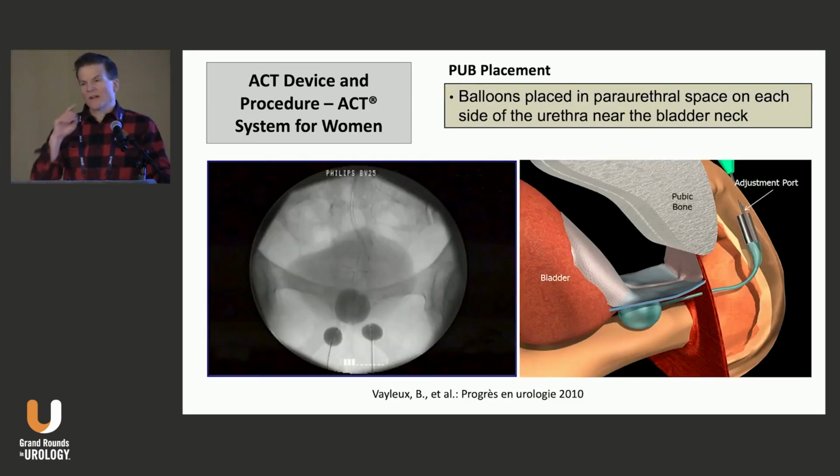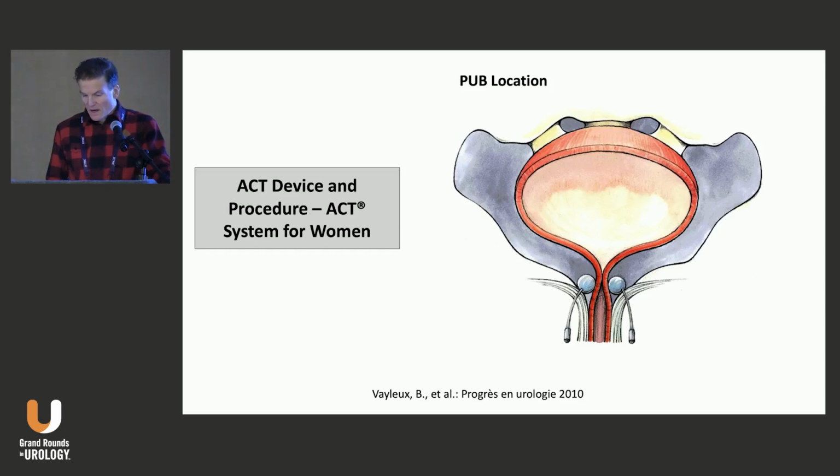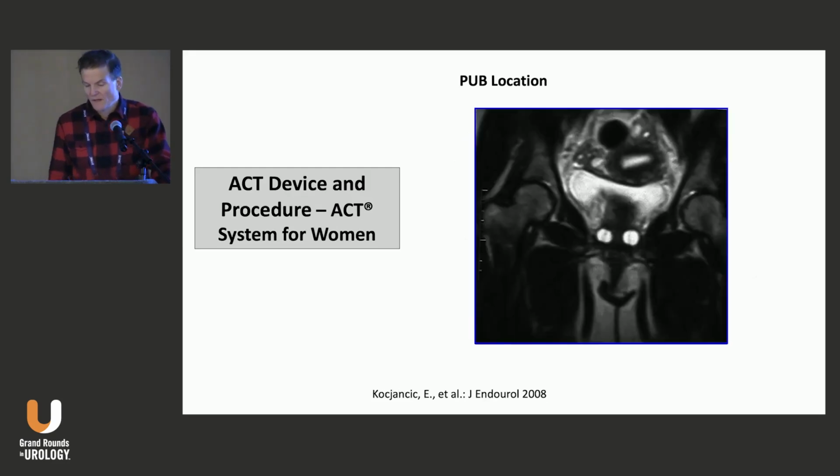The balloons sit on either side of the urethra, para-urethral, not peri. Peri is around the urethra, right? Para, right next to urethra, 3 and 9 o'clock position. You can see the balloons sitting there right at the bladder neck, above the urogenital diaphragm. This is an example on an MRI image of the balloons filled with contrast.